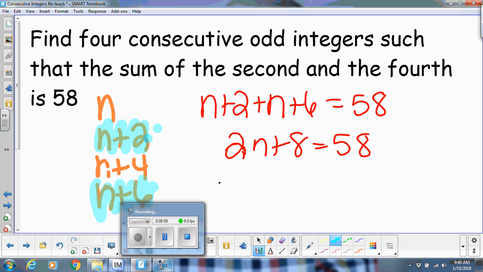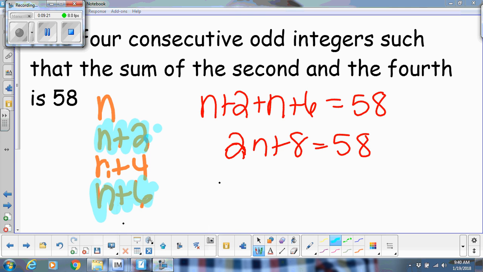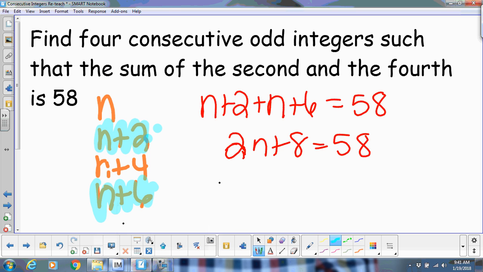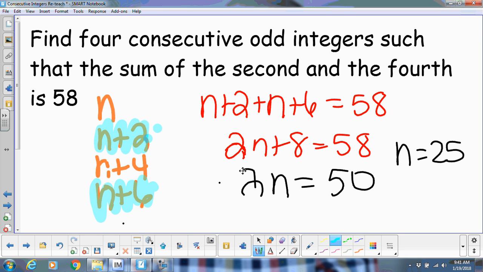All right, so we're going to go back in here and notice that that's going to give you 2n equals 50, so n is going to equal 25. 25 is your first one, and it wanted 4, and they are consecutive odds, so 25, 27, 29, and 31.